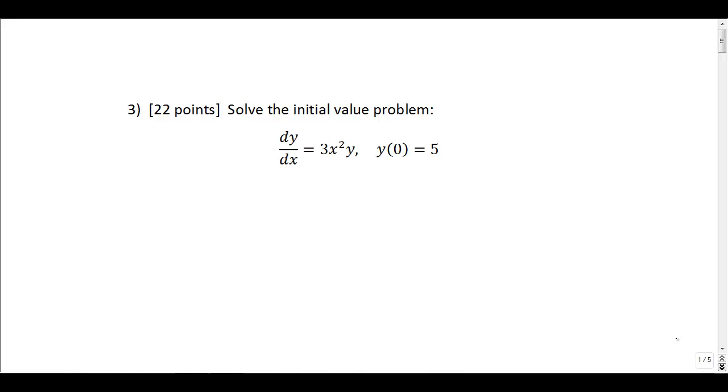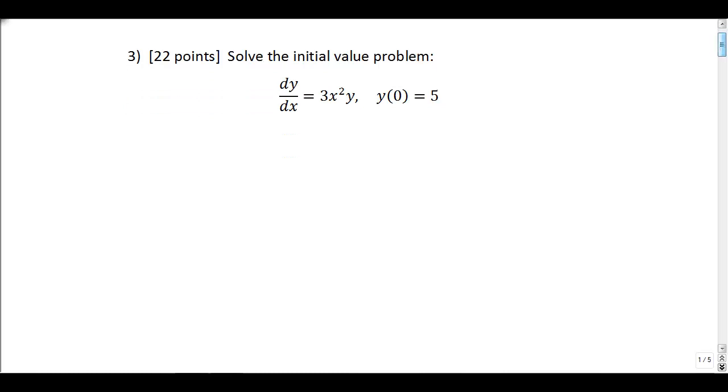Okay, I just wanted to go over some of the problems on our exam that gave us maybe a little more difficulty than others. This is a Calc 2 exam. First question here is we want to solve the initial value problem dy over dx equals 3x squared times y, and we have an initial value y of 0 equals 5.